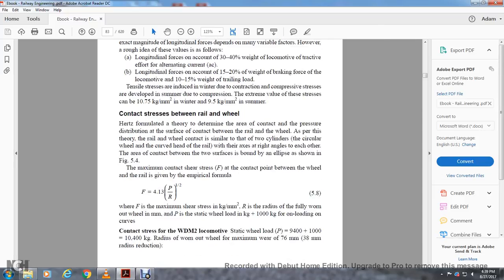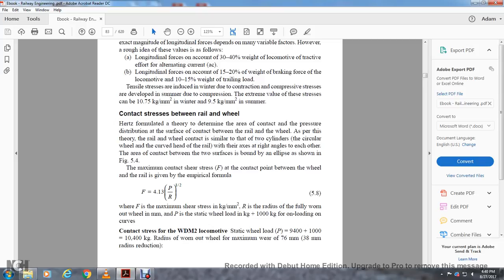Hertz contact stress between the rail and the wheel. Hertz formulated a theory that determines the area of contact and the pressure distribution on the surface of contact between the rail and the wheel. As per the theory, the contact is similar to that of two cylinders, a circular wheel and a curved head of the rail, with their axes at right angles to each other. The area of contact between the two surfaces is bounded by an ellipse, shown in figure 5.4.